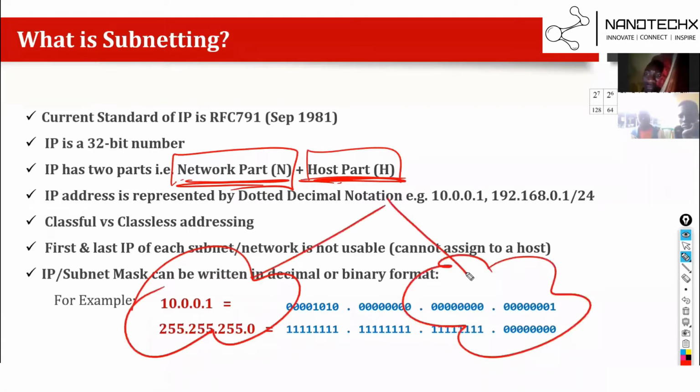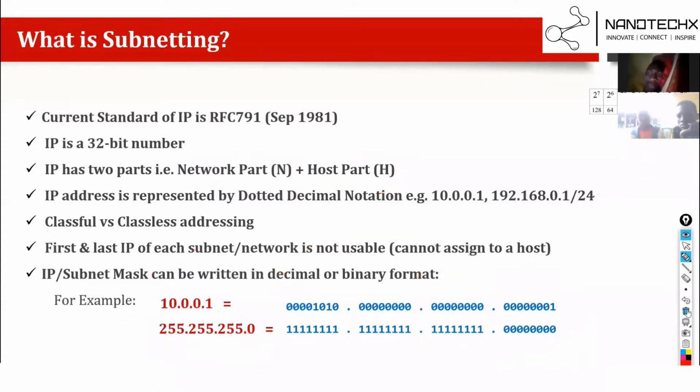So the current standard of IP address is RFC 791. IP is a protocol actually. IP address is a number, and Internet Protocol, IP, is a protocol. I would suggest that anybody who really wants to study networking, who wants to adopt it as a career and become a real network engineer must study this RFC. RFCs are standard documents which are released by IEEE or IETF whenever they release a protocol.